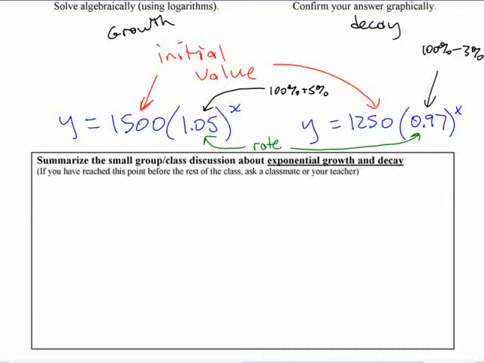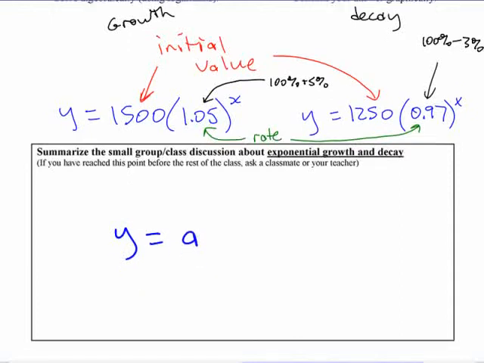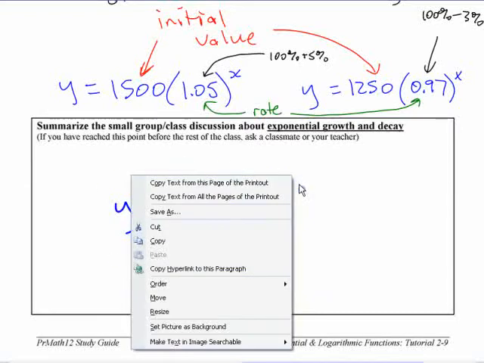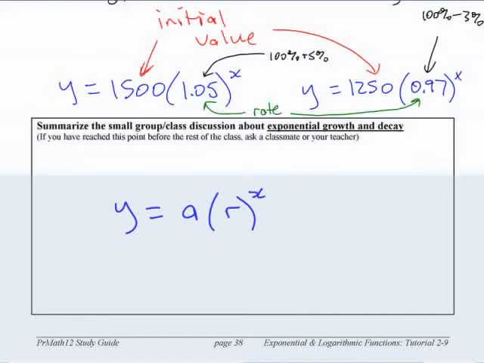In general, then, what you have is something that looks like this. Some kind of initial value called A, or whatever letter you want to use, times R. I'm just going to use an R. We could say it's 100% plus or minus some kind of rate, to the X here. Don't get hung up on what letters we're using here.